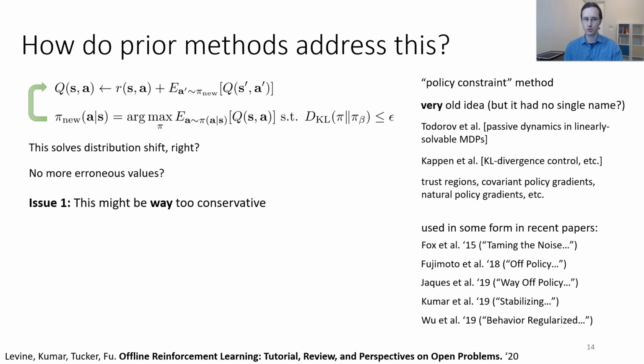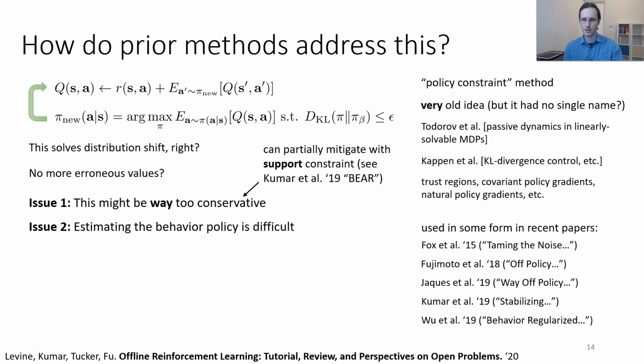There are a few basic issues with this class of approaches. One is it can be way too conservative. To see why this might be the case, imagine that pi beta is random. A KL divergence constraint will essentially limit how far you can move away from being random, which is a really big problem. We addressed this in a paper that we wrote in 2019. This is a paper led by Aviral Kumar, which proposed an algorithm called BEAR, which uses a kind of MMD constraint to approximate a support constraint. So instead of limiting KL divergence, you could bound the support.